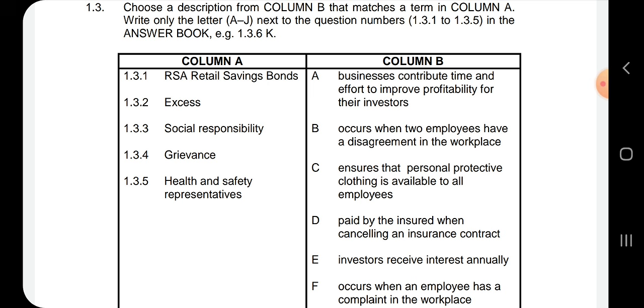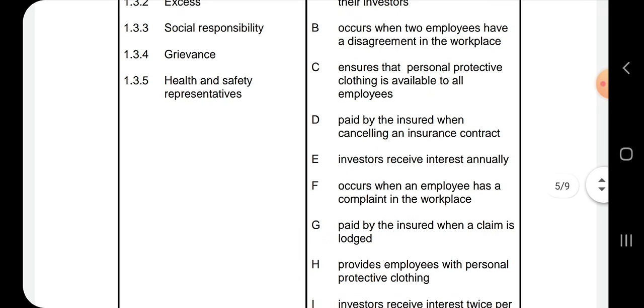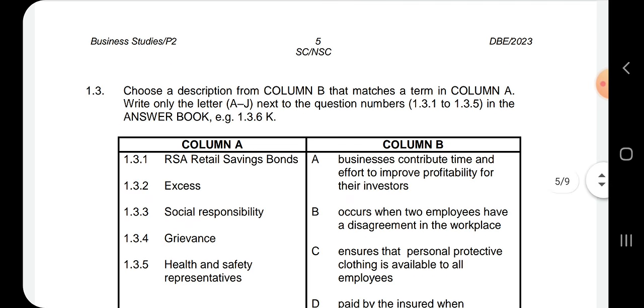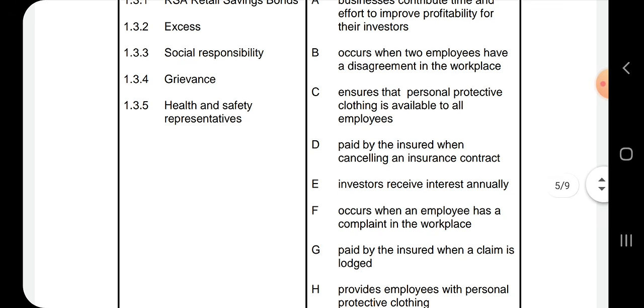So for 1.3.1, RSA retail saving bonds will go with I. Okay, so South African RSA retail saving bonds goes with I. Investors receive interest twice per year. And then access goes with 1.3.2 with G, paid by the insured when a claim is lodged.